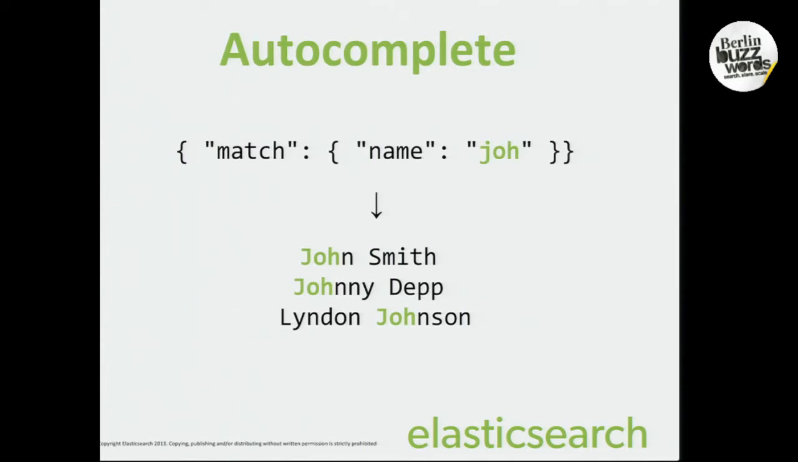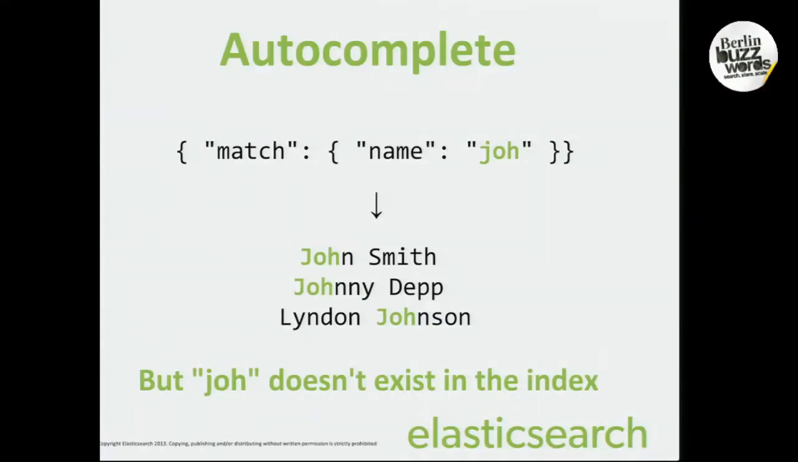So now let's put some of these things together. We mentioned a lot of concepts. This is one that people often want to do: how do I do autocomplete? Somebody starts typing in a name, and I want to suggest things to them. So they type in JOH, and we'd like to give them Johnny Smith, Johnny Depp, Lyndon Johnson. The only problem is that JOH doesn't exist in the index. And if it's not in the index, you can't find it. So we need to index partial words.